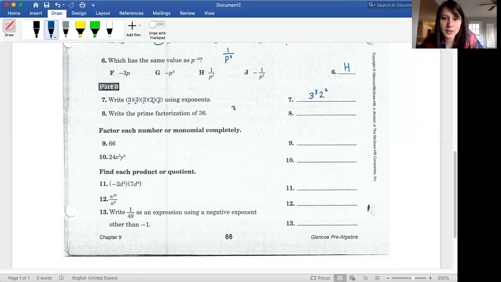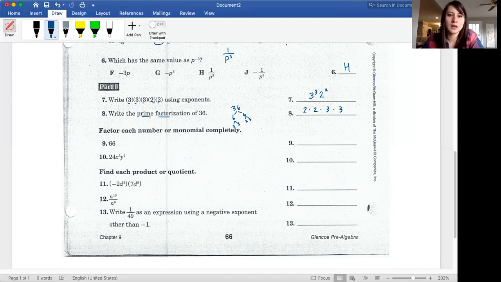Write the prime factorization of 36. I'm going to use the factor tree. 6 times 6 is 36. And then I have 2 times 3 and 2 times 3. So I'm going to write this as 2 times 2 times 3 times 3. If you wrote it as 2 to the 2nd power, 3 to the 2nd power, I wouldn't count you wrong. But it's asking you to just write it as prime factorization. So just expand everything out and don't worry about your exponents here.